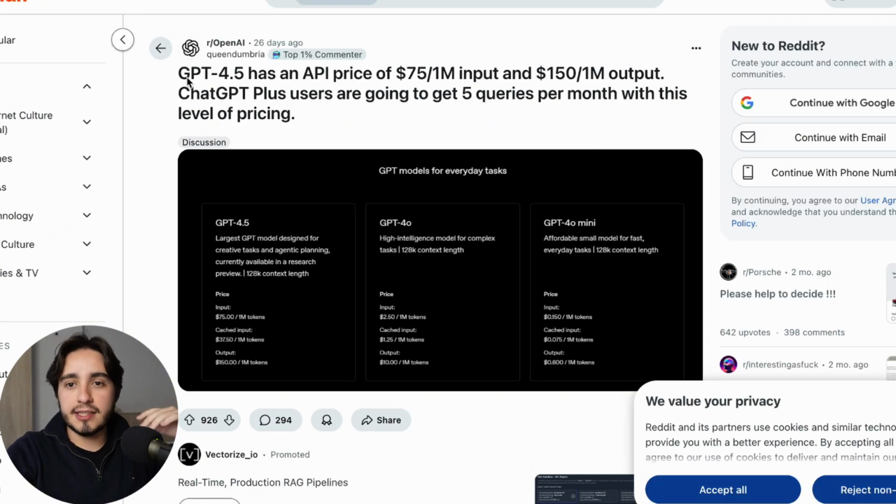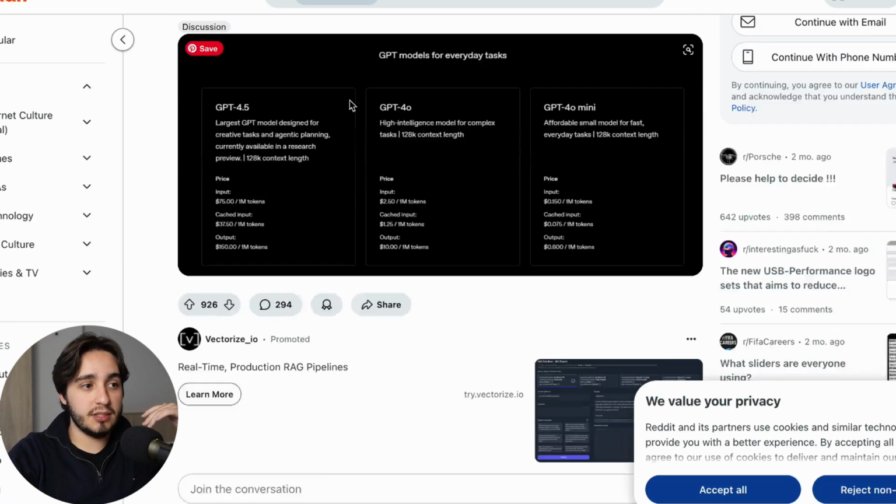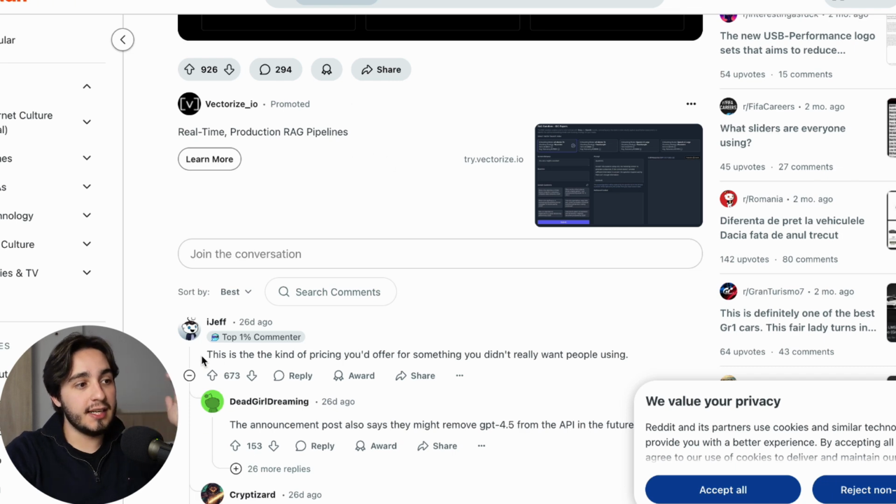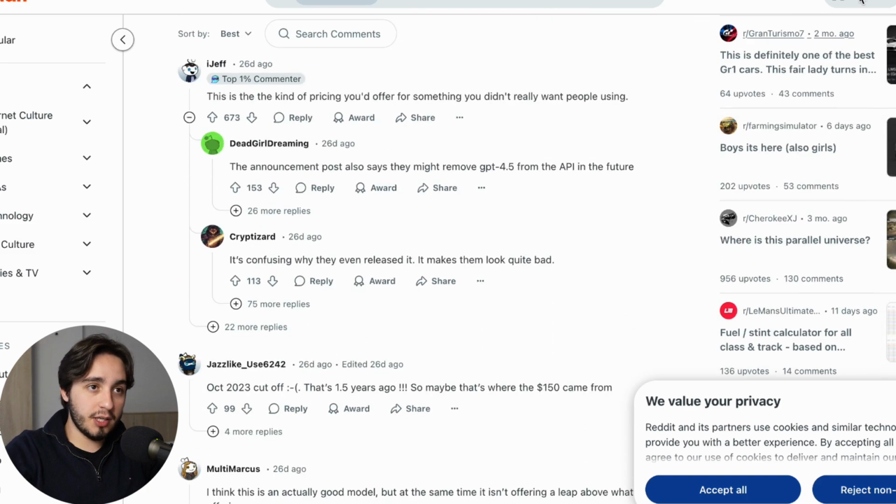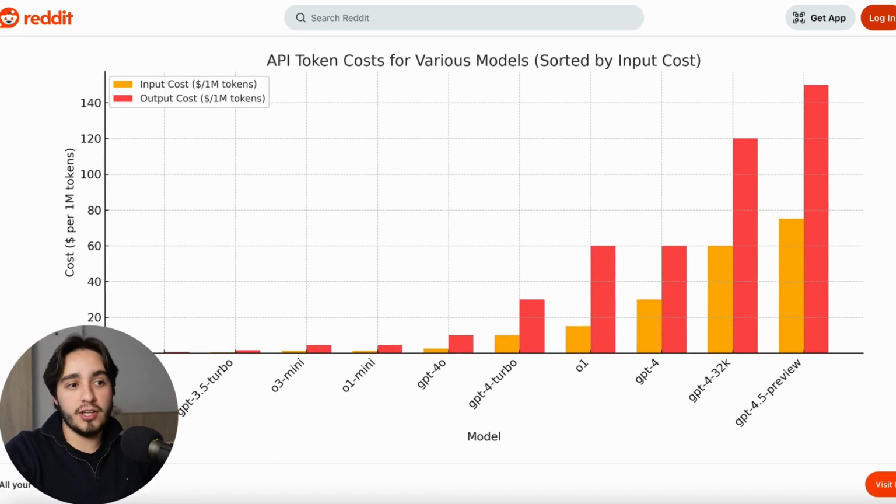Even when we look at Reddit to see what people are saying about the GPT 4.5 API pricing, we see comments like this one from a guy that said, "This is the kind of pricing you'd offer for something you didn't really want people using." And someone else included this graph of the comparison of API pricing for all GPT models. We can see that the gap between GPT 4.5 and every other model is so big that it is really hard to justify the costs.